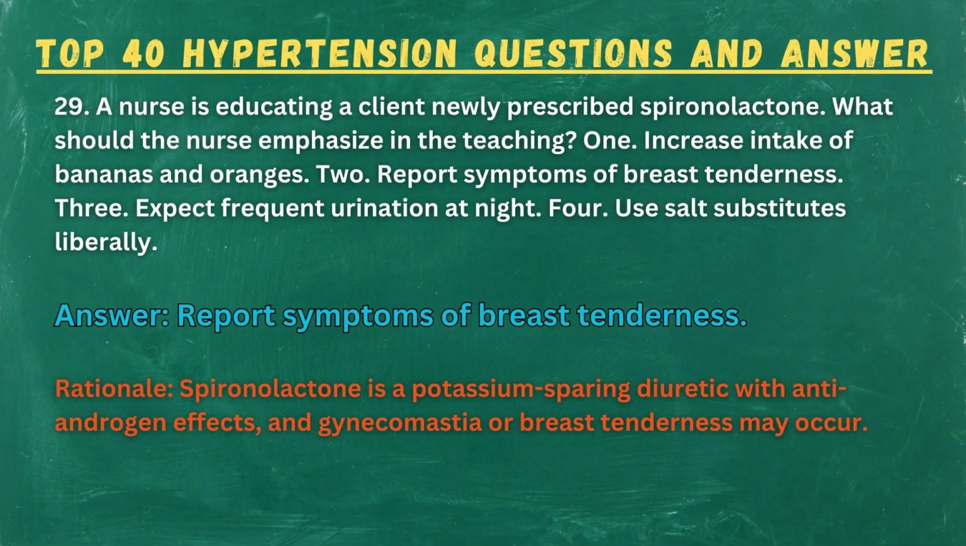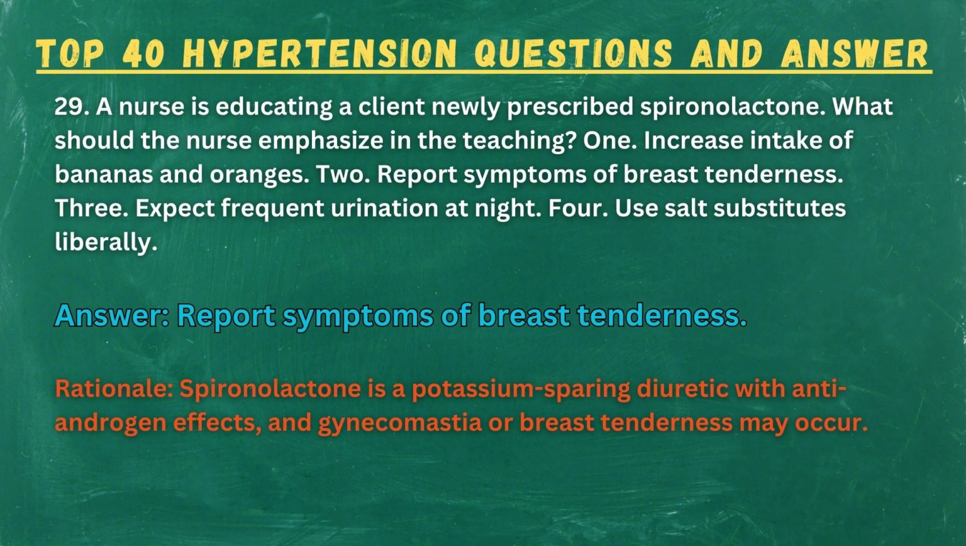29. A nurse is educating a client newly prescribed spironolactone. What should the nurse emphasize in the teaching? 1. Increase intake of bananas and oranges. 2. Report symptoms of breast tenderness. 3. Expect frequent urination at night. 4. Use salt substitutes liberally.